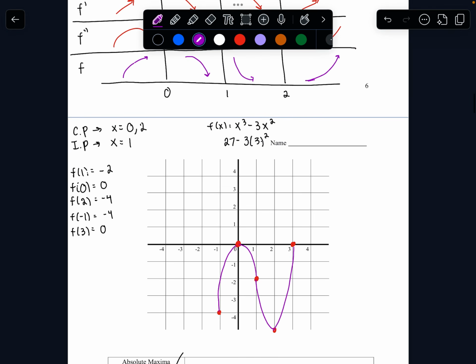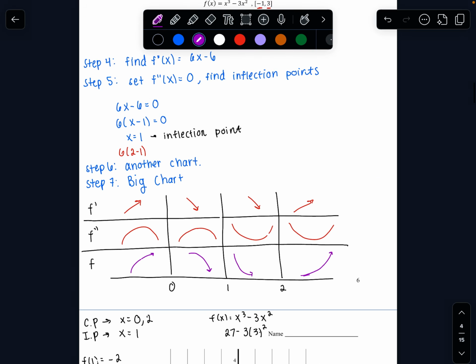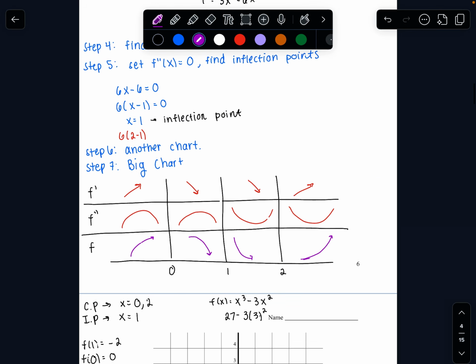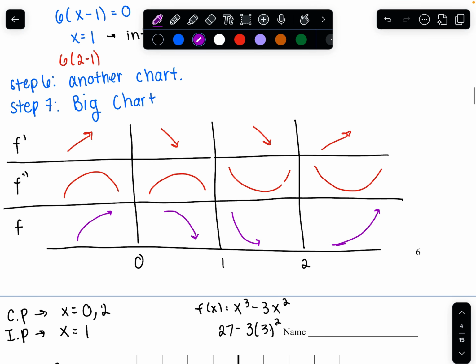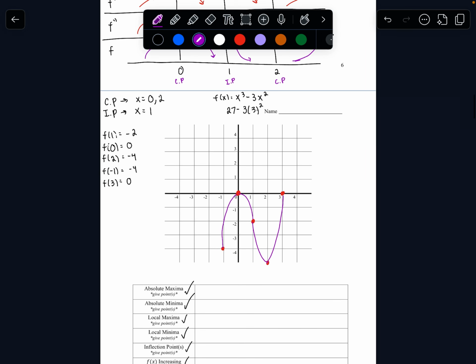So you see how those shapes kind of just fall into place here? Hopefully. So yeah, when in doubt, take a derivative, take a second derivative. Take your critical points, take your inflection points, draw a chart, see what's happening, put it all together. And you'll be good, okay? You'll be good, I promise you.